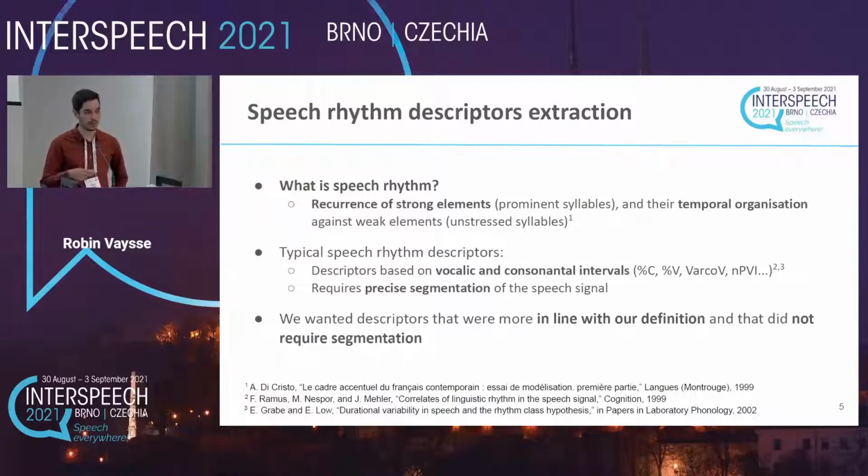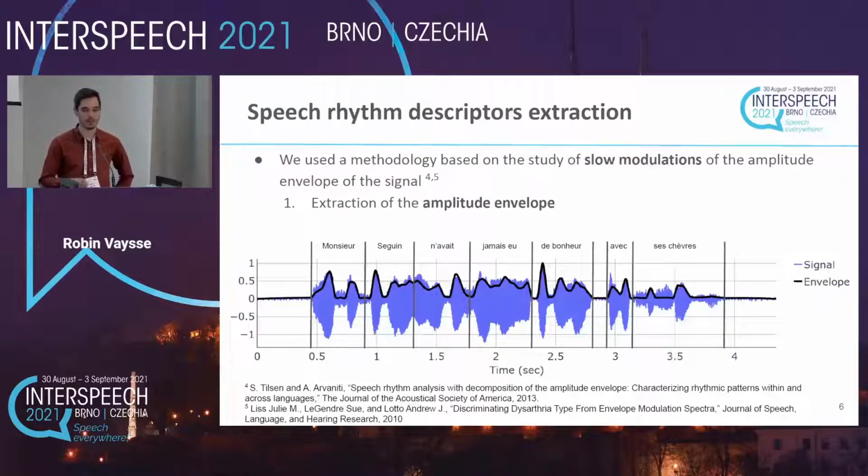So we wanted to have speech rhythm descriptors that are more in line with our definition, and that did not require segmentation of the signal. To do so, we used a methodology based on the study of the slow modulations of the amplitude envelope of the signal. It's a methodology inspired by the work of Tilsen and colleagues, and also the work from Liss and colleagues. So the methodology basically consists in extracting the amplitude envelope of the signal.